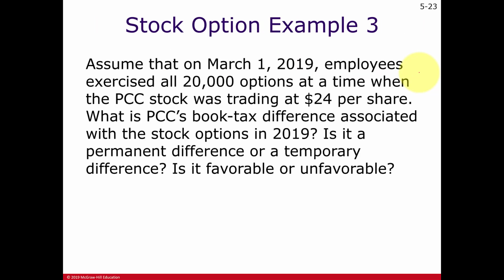Let's change the facts. Instead of that $20 fair market price, it's now worth $24. Remember, they're still paying $15 a share. So the difference here is $9 more, and the value that was being used over the past year was that 5. So now the extra is $4 more of value that's going to be deducted. Because there's a bigger deduction, we know the difference is going to be a favorable difference.